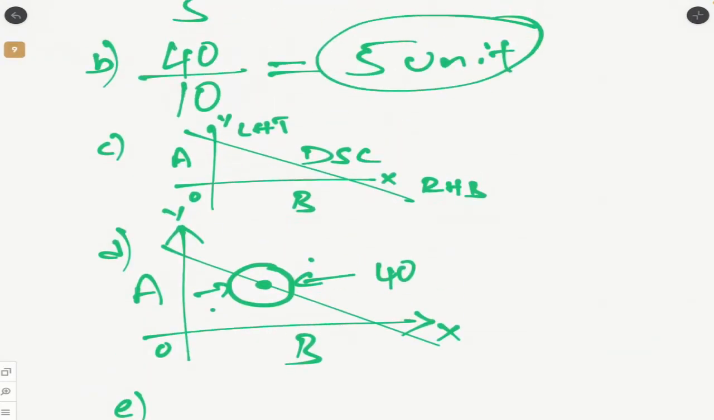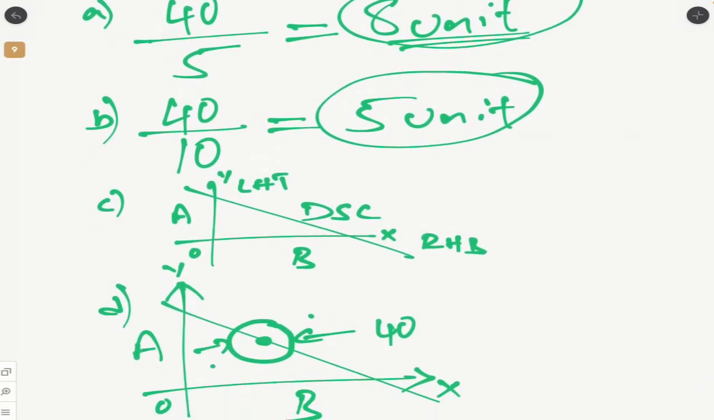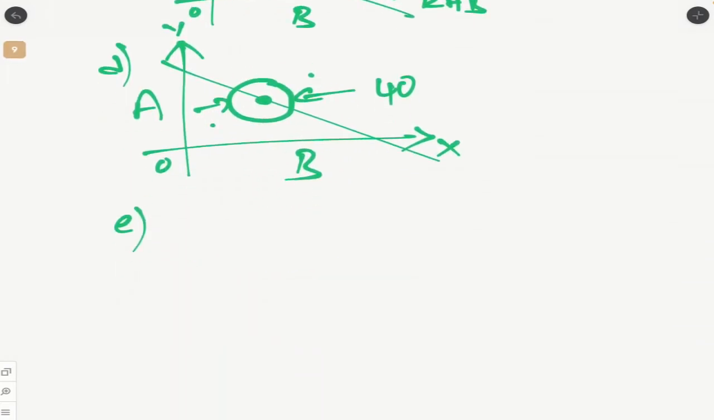Sub question E. If you want to have more bananas, you have to give up mangoes. Is it true? Very much.